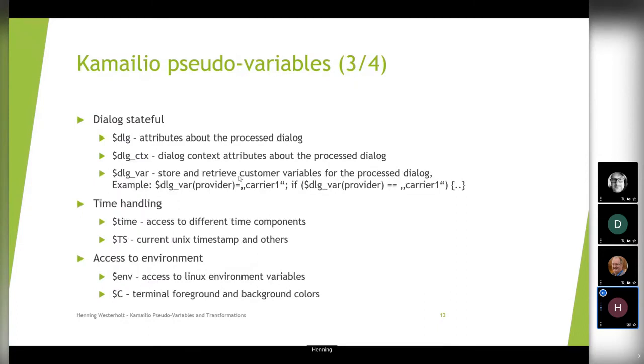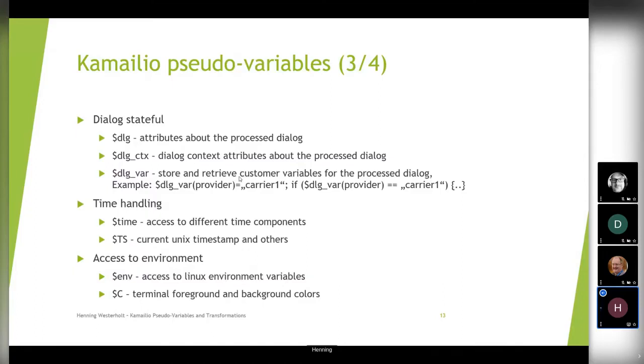If your proxy is dialog stateful, you can also use PVs related to the dialog module. For example, you can use something like $dlg_var to store and retrieve custom variables for the processed dialogs. For example, you have a call and you want to store a carrier that you have used or want to use, or a certain gateway that you want to use in this call, maybe other attributes related to billing or quality. So this can be really handy to store information that belongs to the dialog.